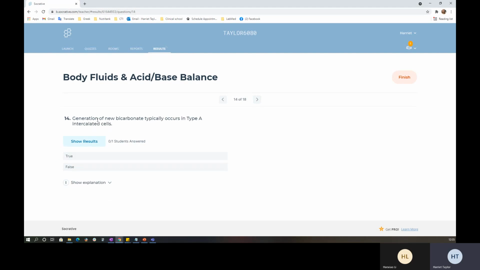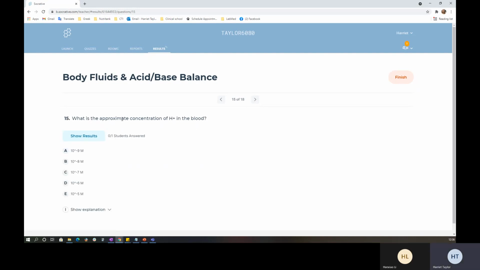Next question. So generation of new bicarbonate typically occurs in type A intercalated cells. Is this true or false? So type A, when were they most present as opposed to type B cells? Think about that. And let's see what the answers are. So this is true. They generate new bicarbonate because they tend to be present when there's less base around, as opposed to type B cells where they're more present when there's more base.